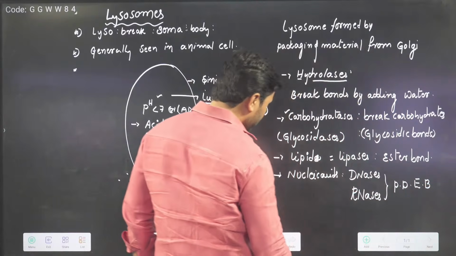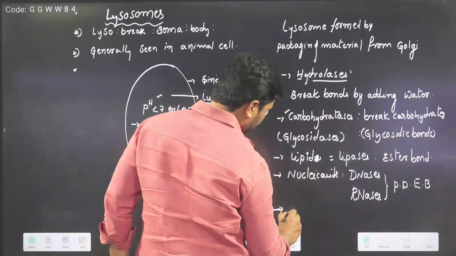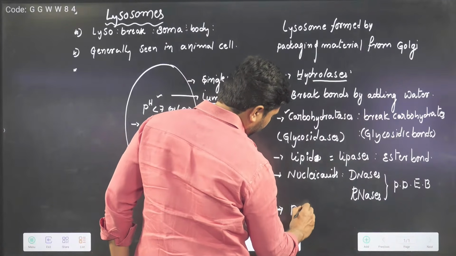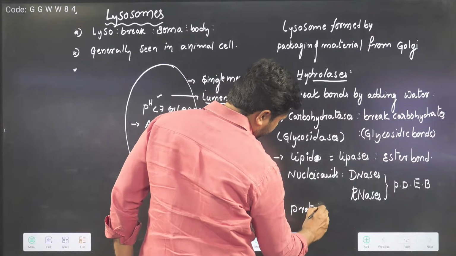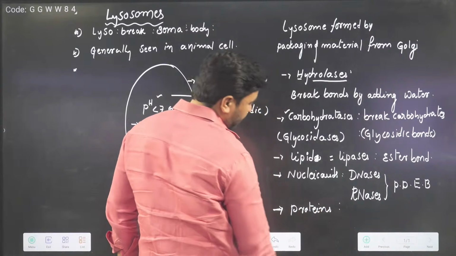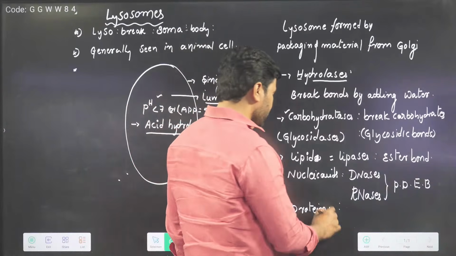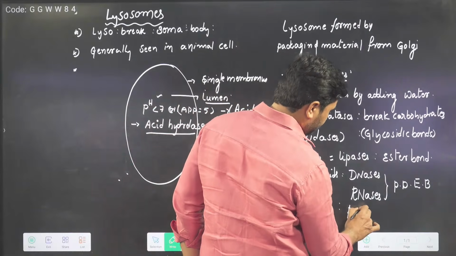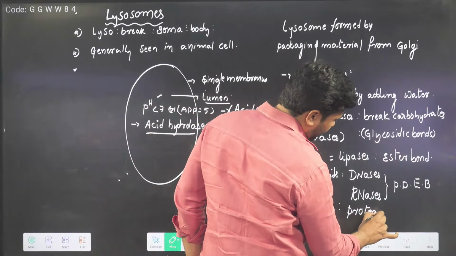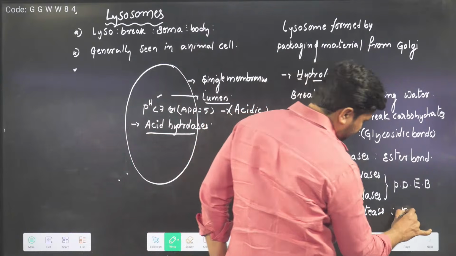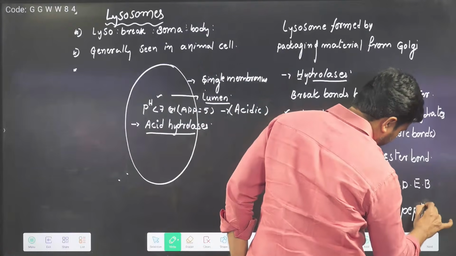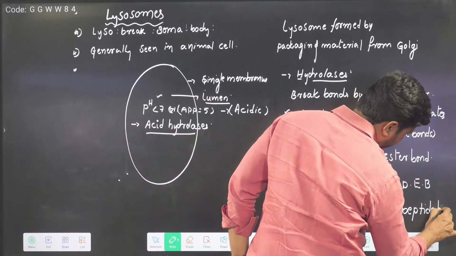Phosphodiester bond. One more major category is there called protein-breaking enzymes. Could you name what enzymes are breaking the proteins? That's of course proteases. What will the proteases break? Peptide bond. Like this.